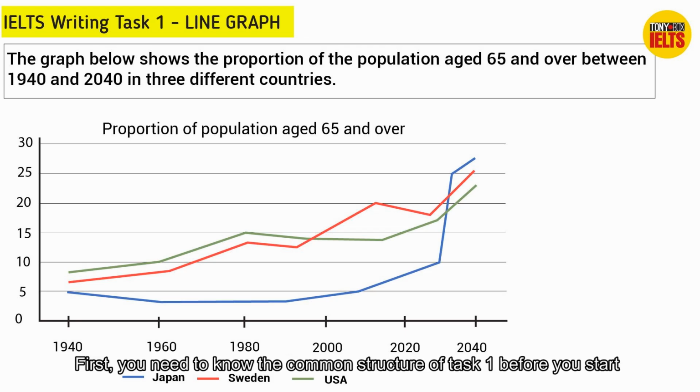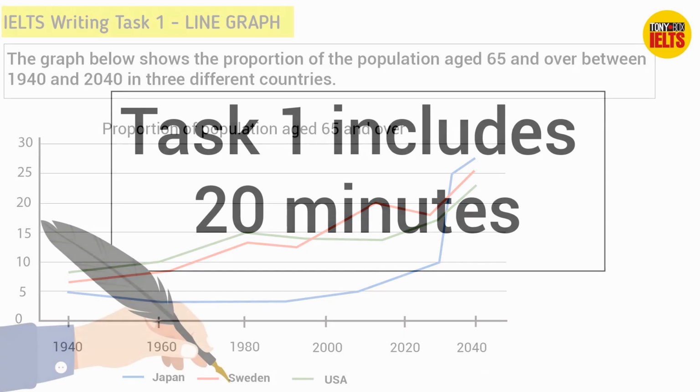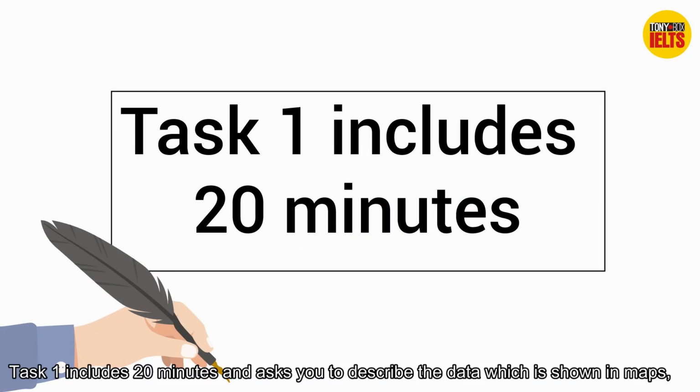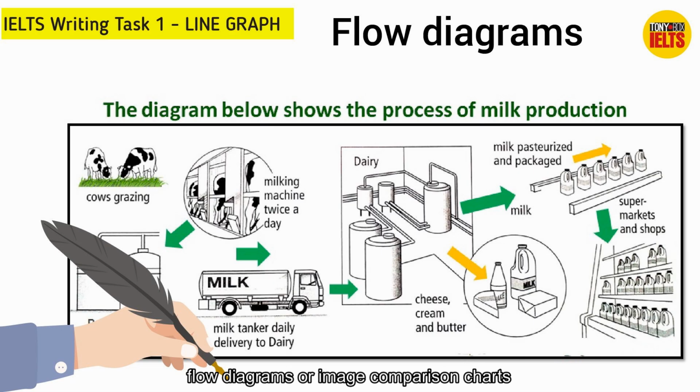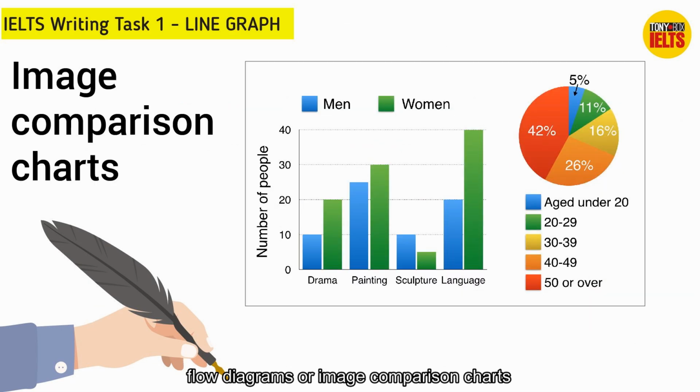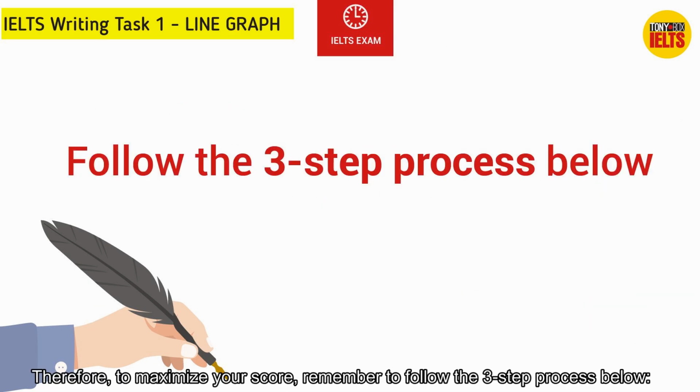First, you need to know the common structure of Task 1 before you start. Task 1 includes 20 minutes and asks you to describe the data which is shown in maps, flow diagrams, or image comparison charts. Therefore, to maximize your score, remember to follow the 3-step process below.